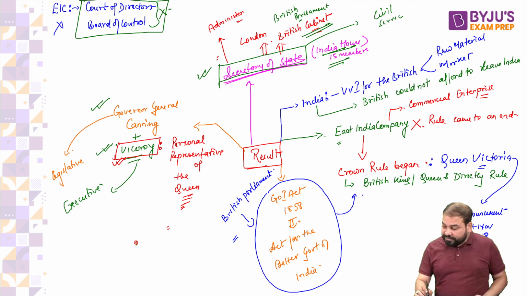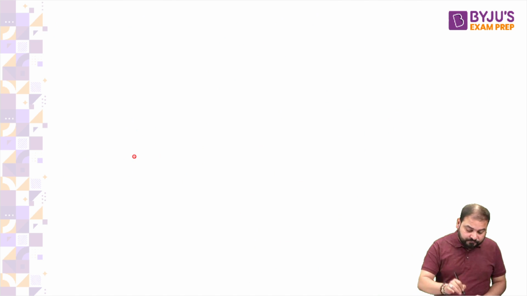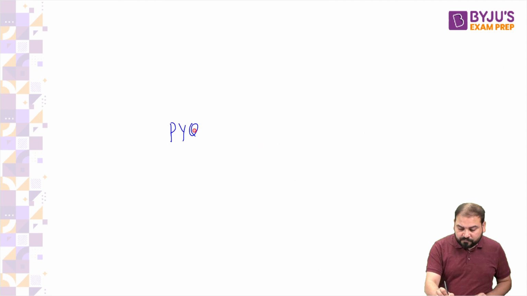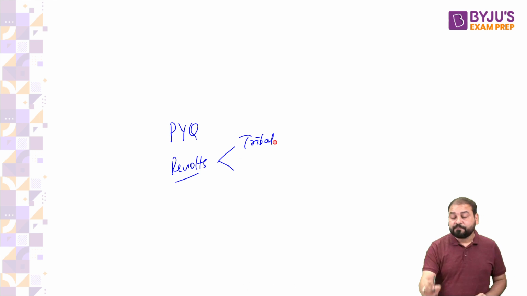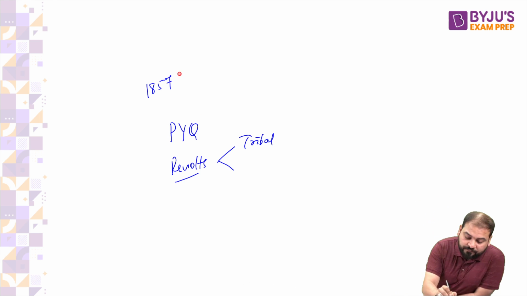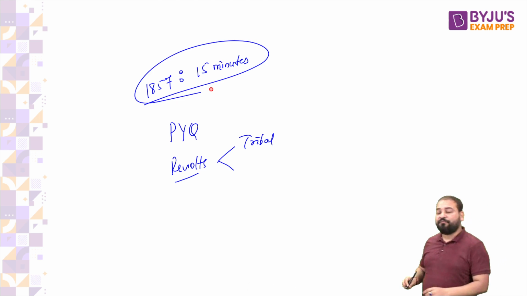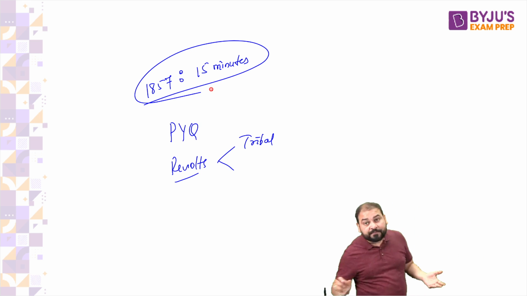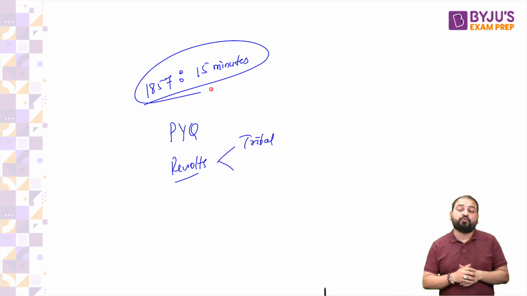And tomorrow's agenda, please everyone understand: we will start with PYQ. We will see all the other revolts, whether tribal or not. And as far as the 1857 revolt is concerned, 15 minutes tomorrow we will see extra. That is pending. Rest everything is done for 1857. A small part is left, which we will do tomorrow.